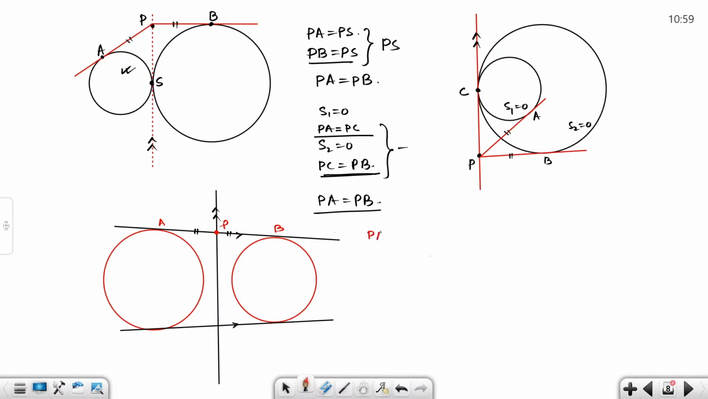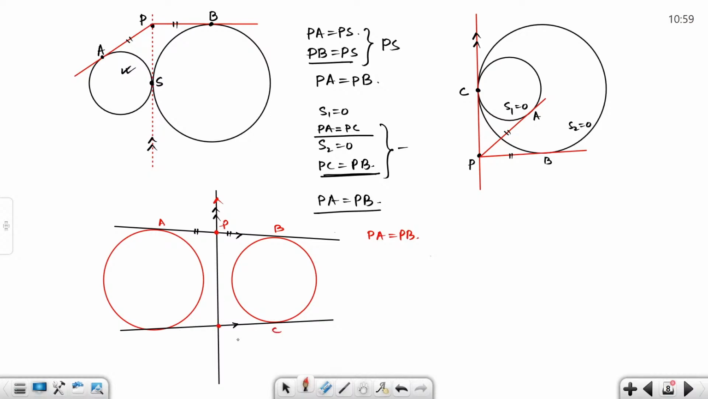Therefore, your PA must be equal to PB, that's for sure, because this is the radical axis. It means the radical axis bisects your direct common tangent. Is it clear?